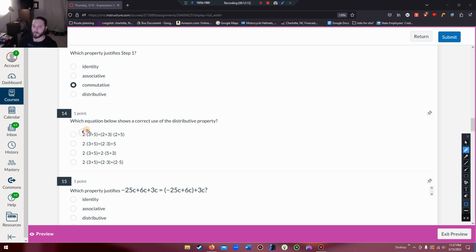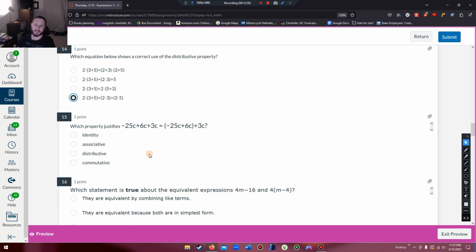So I'm doing 2 times 3 and 2 times 5. Is that what this says? Does it say 2 times 3 and 2 times 5? No. A says 2 plus 3. They're doing addition, but we know we're supposed to multiply with distributive property. So the correct answer for this one, it wasn't meant to be too much of a trick, was D.